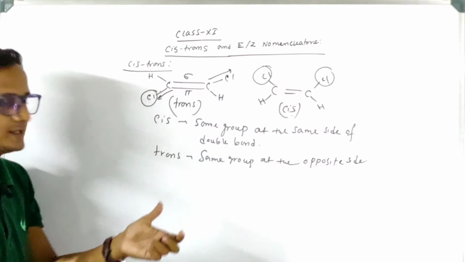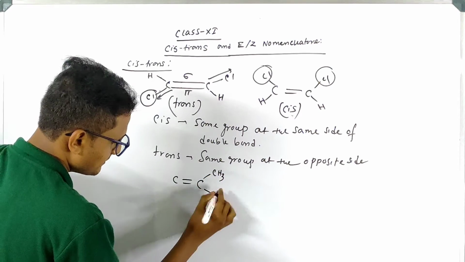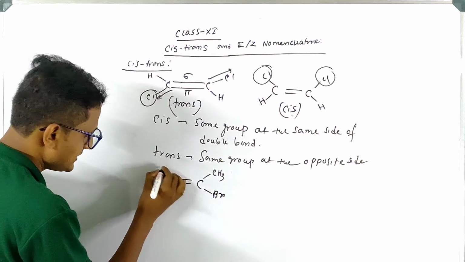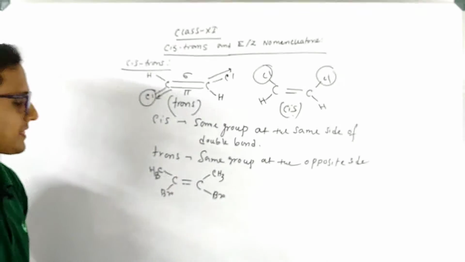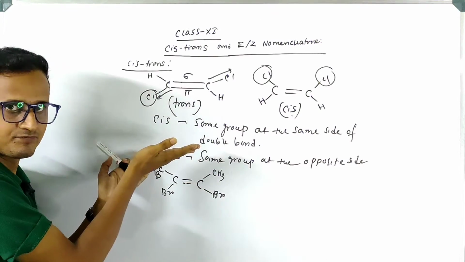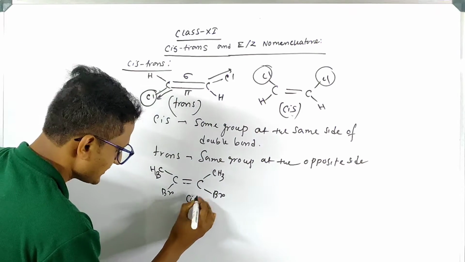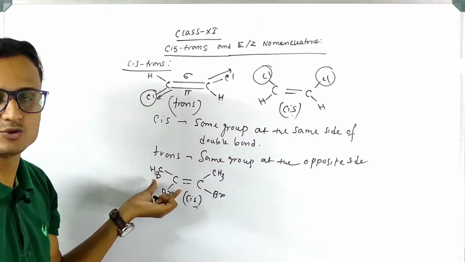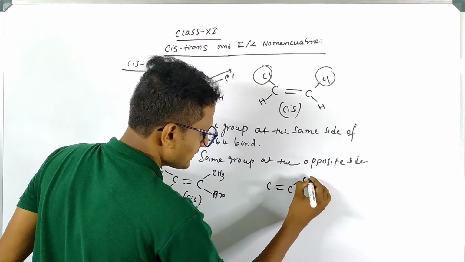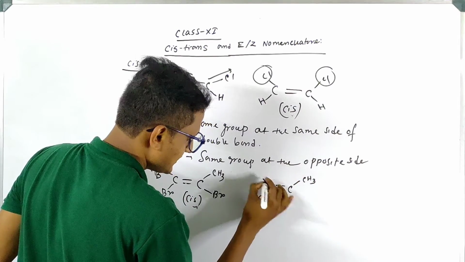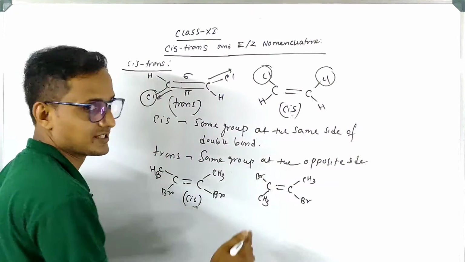Now I am taking another example. CH3, Br. Here CH3, Br. Here 2 CH3 groups are on the same side and 2 bromines are on the same side, that means the top side and the bottom side. So this is the cis nomenclature. These 2 methyl groups are cis to each other. Okay, so it is cis nomenclature. And here if I draw like this, then you can see these 2 methyl groups are in opposite directions, so it is trans.